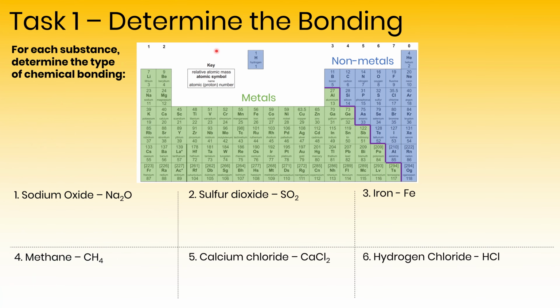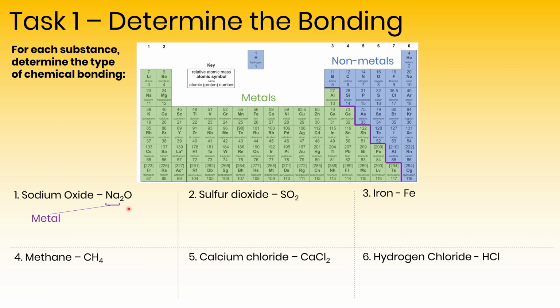Your first task is to try to determine the bonding in a range of different substances shown here. You should look at the elements in the formula and decide whether you have a combination of metals with non-metals for ionic bonding, only non-metals for covalent bonding, and just metals for metallic bonding. If you want to pause the video here, attempt these questions and then come back to see the answers.